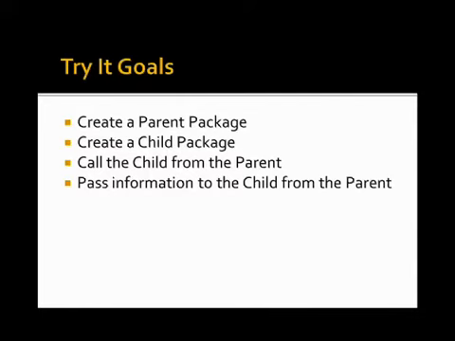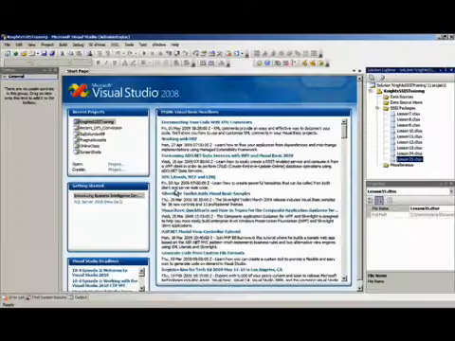In the Try It section, we're going to create a parent package. And then we're going to create a child package. We're going to call the child package from the parent, and we're going to pass information to the child package from the parent. Here inside of Visual Studio, I'm going to create two packages.